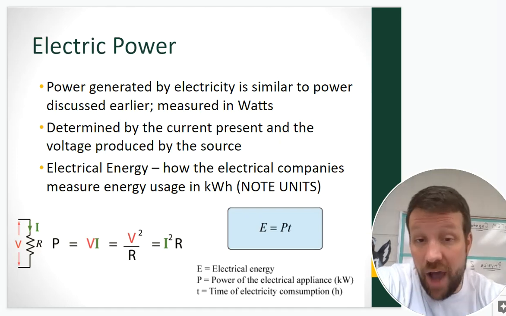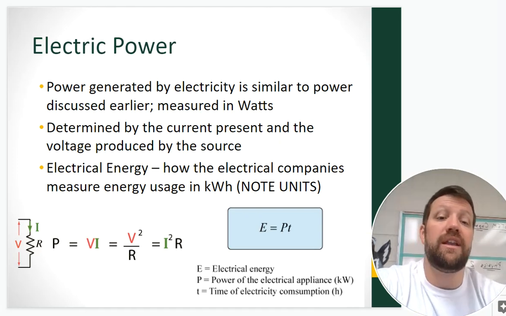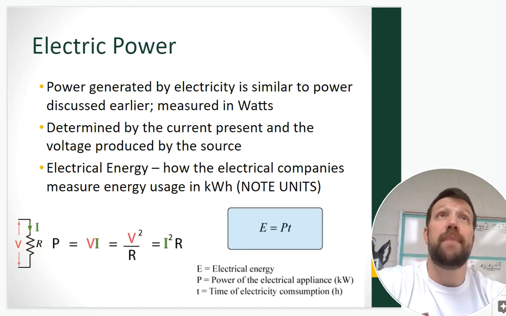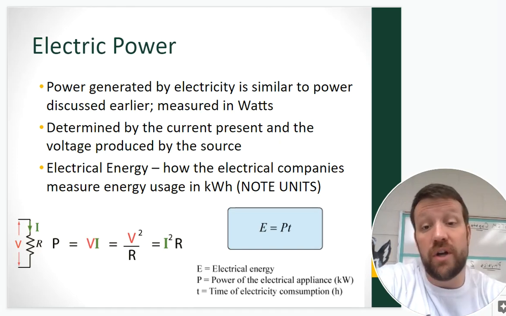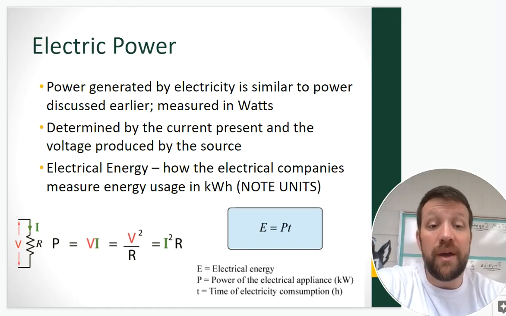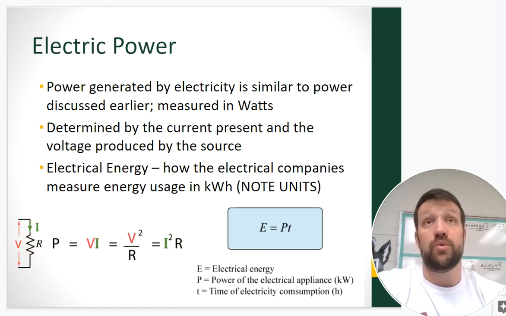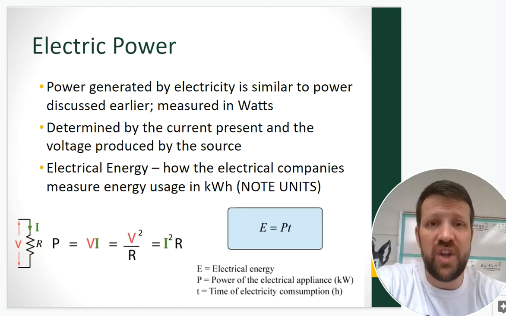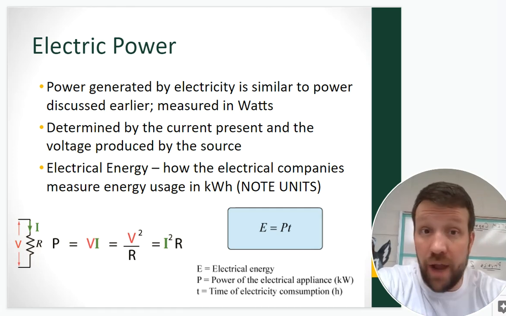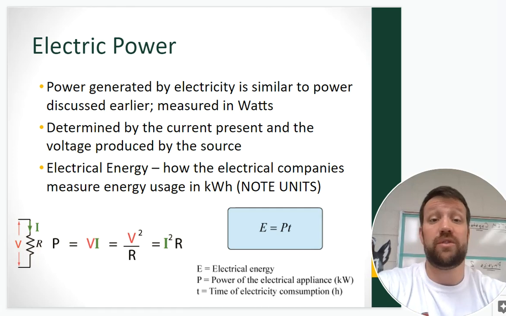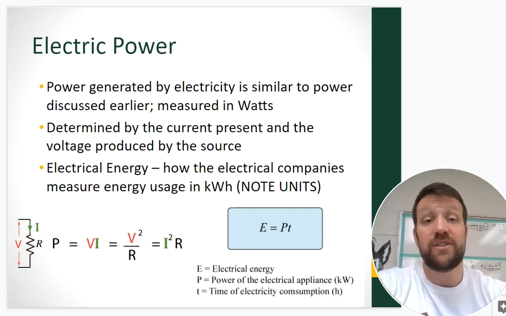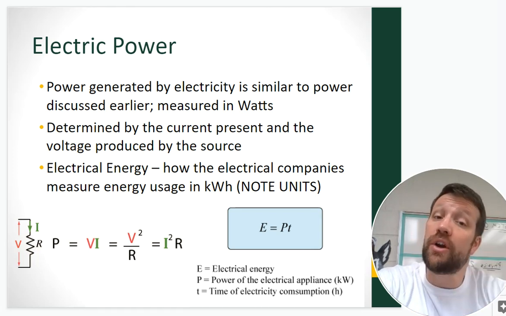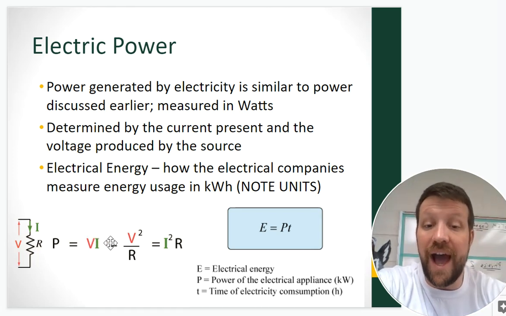Now, electrical power. The power generated by electricity is going to be measured in watts, just like all power that we've talked about so far. And this is going to be determined by the current present and the voltage produced. In this case, when we're talking about the power of electricity that's being produced, we're not worried about what it's running through right now. We don't care what the resistance is, what the resistors plugged into it are. We just care about the potential difference, what's pushing it, and how much current is being pushed. So you see VI there.